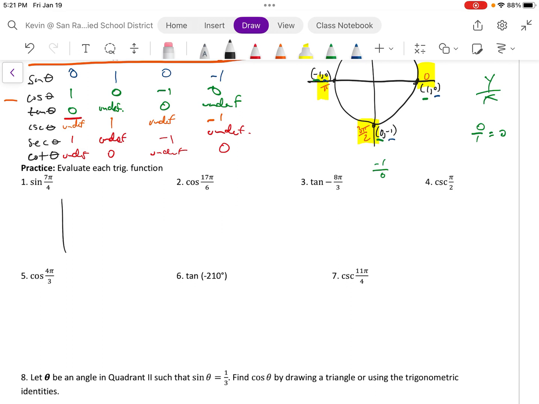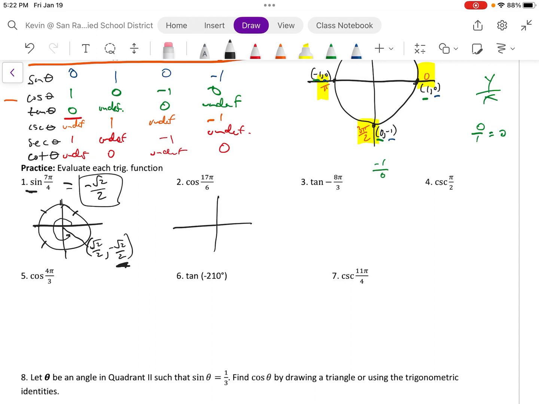So this says sine of 7 pi over 4. So pi over 4 is on our unit circle, right? 1 pi over 4, 2, 3 pi over 4, 4 pi over 4, 5 pi over 4, 6 pi over 4, right here, 7 pi over 4 on the unit circle. And it wants sine. This is √2 over 2, -√2 over 2. Sine is the y value. So sine of 7 pi over 4 is -√2 over 2.